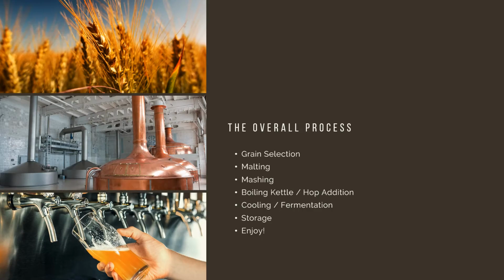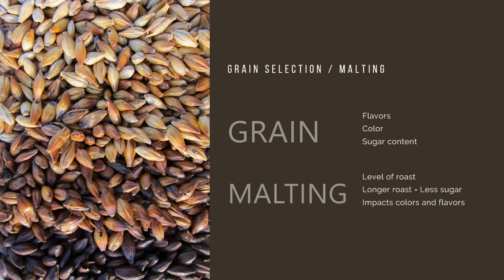So the things that we're going to be going over is just the overall process from grain to enjoying the beverage. The processes are the grain selection, malting of the grain, mashing, boil kettle, cooling, fermentation, storage, and then finally enjoying the beer. And if you don't know what any of that means, don't worry, we're about to get into it. So let's start with grain selection and malting.